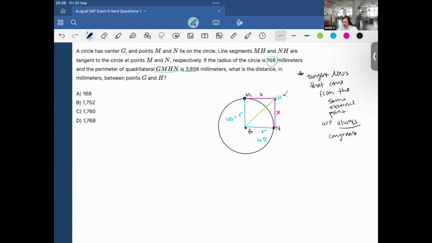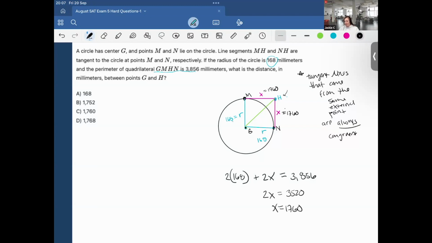Now I can do 2 times 168, for the radius, plus 2x for the two sides here, and that's equal to the total perimeter, which is 3,856. And then I can solve: 2 times 168 is 336. So I get that 2x is equal to 3520, and then divide each side by 2. So I get that x is equal to 1760. So each of these would be 1760, 1760.